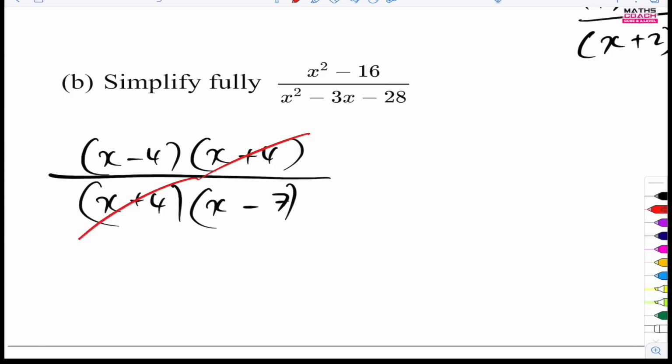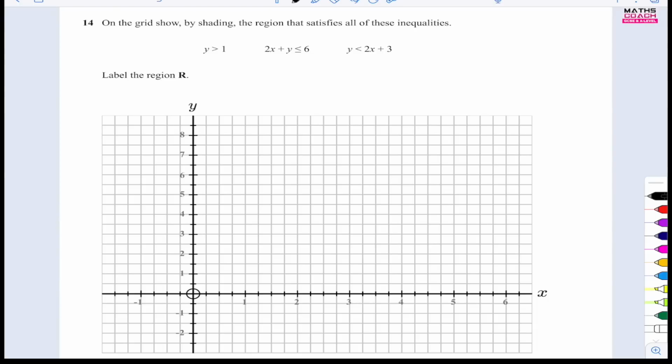We can cancel out the x plus 4, and that leaves us with x minus 4 over x minus 7. So that's your answer. Question number 14, inequalities, graphical inequalities.